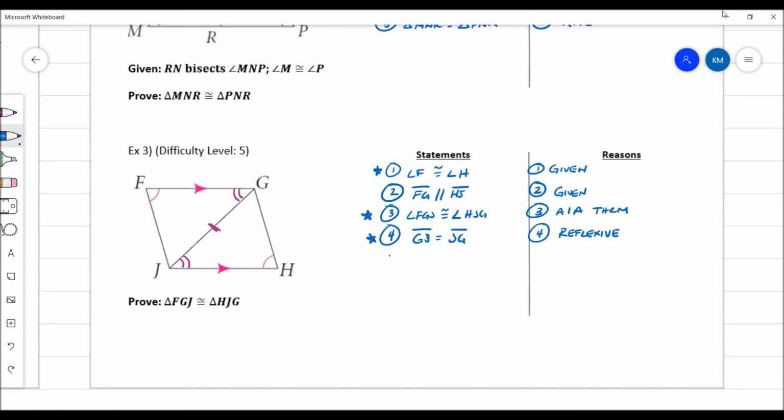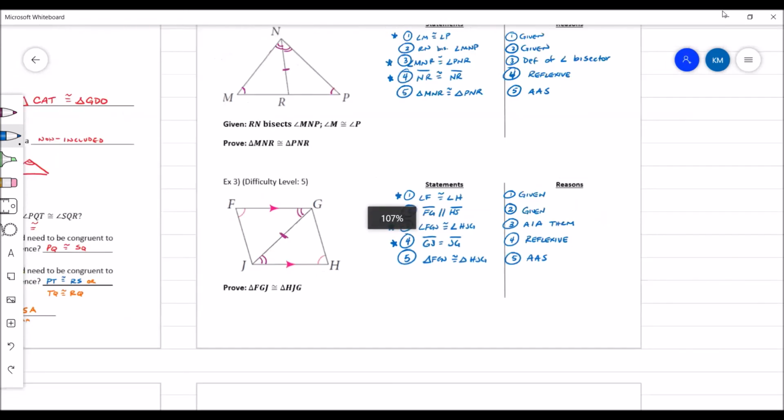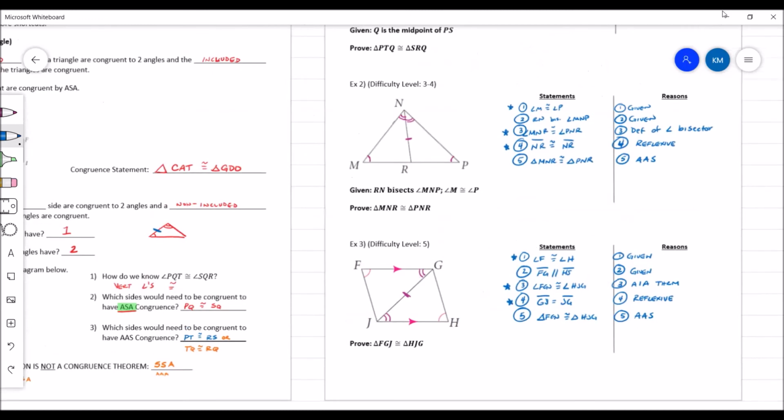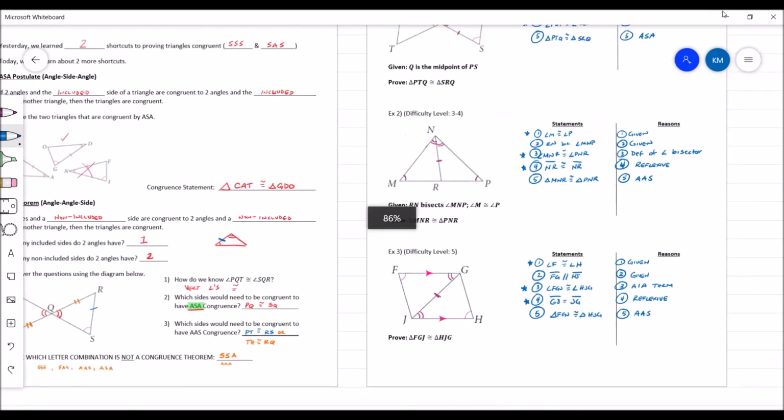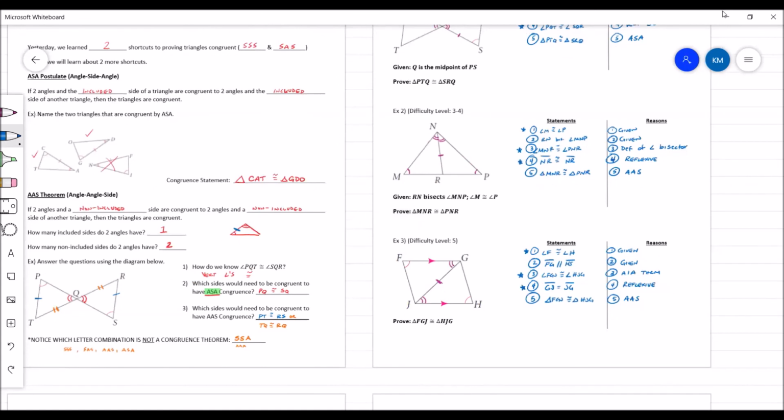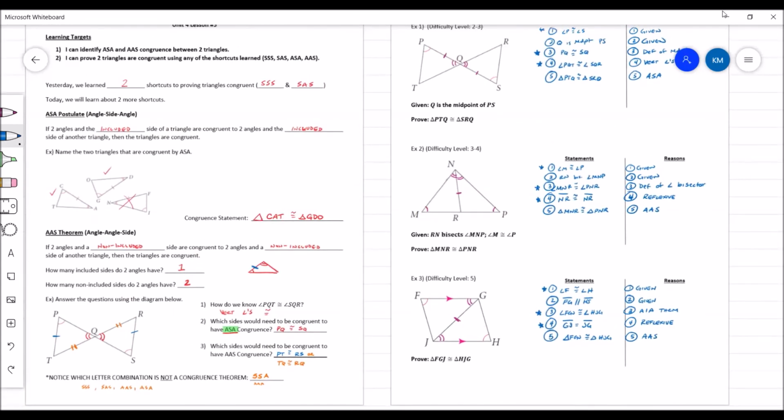Okay, so we have three things marked. That should be enough for us to say that two things are congruent to each other. Make sure: angle, angle, side. And so we could say triangle FGJ is congruent to triangle HJG because of the angle, angle, side theorem. Okay, and so there we have it. That is our next two shortcuts of angle, angle, side, and angle, side, angle. All right, see ya.